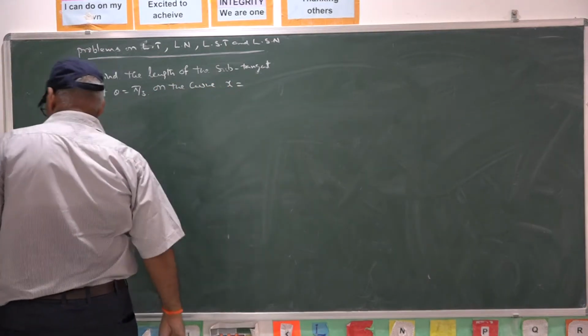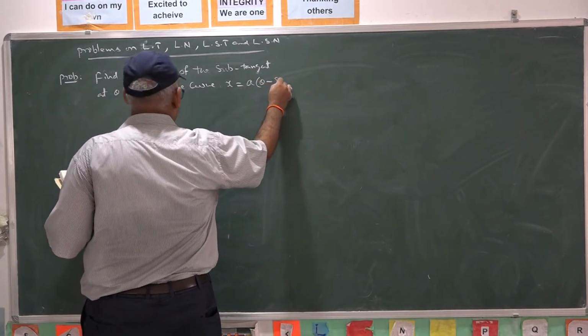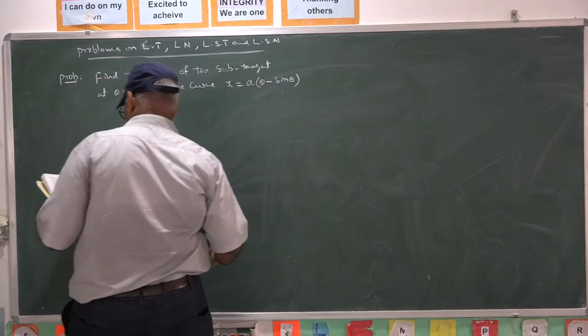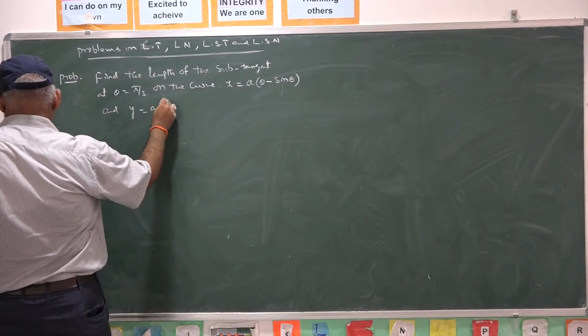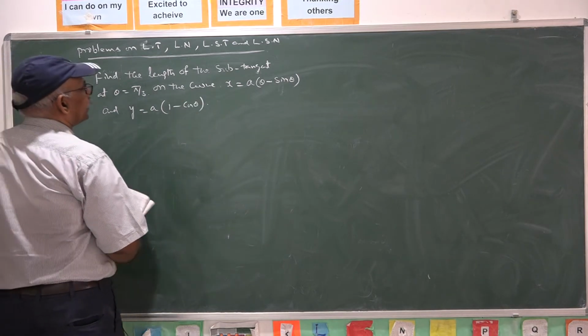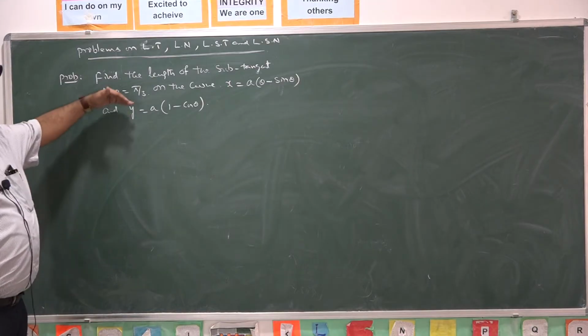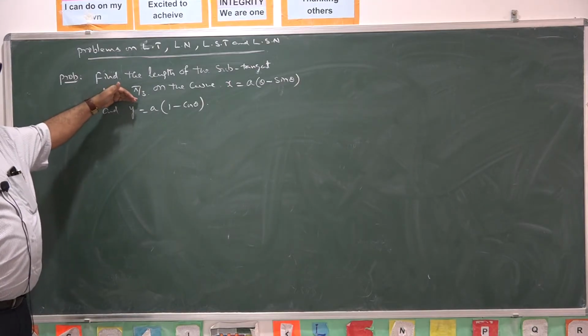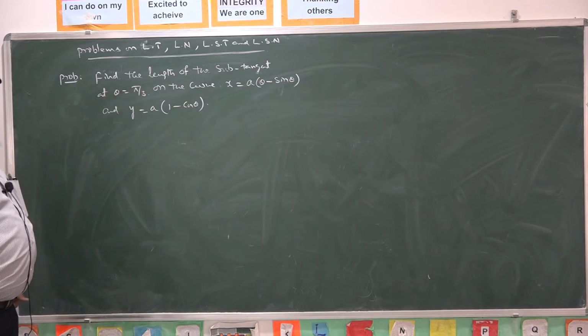given in its parametric form x equal to a into theta minus sin theta and y equal to a into 1 minus cos theta. Find the length of subtangent, particularly at given point theta equal to pi by 3 on the curve x equal to a into theta minus sin theta, y equal to a into 1 minus cos theta.